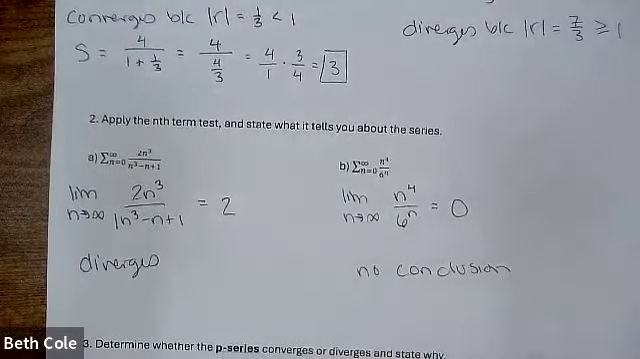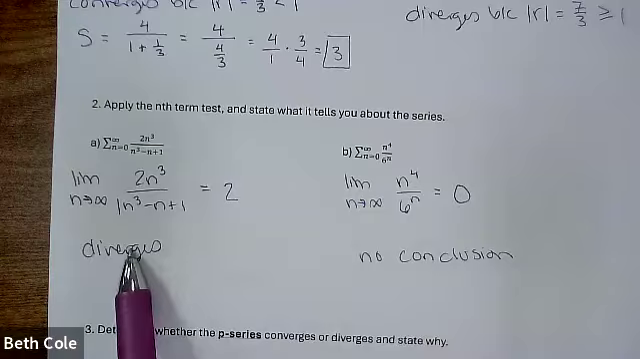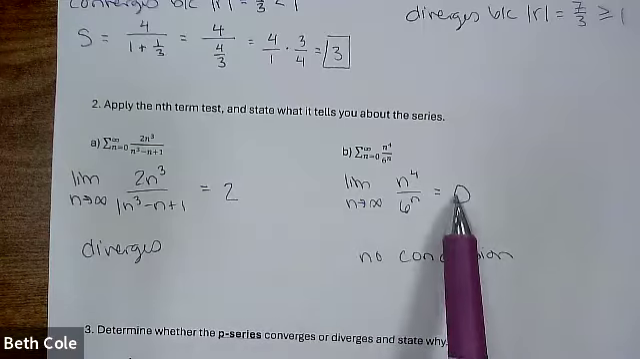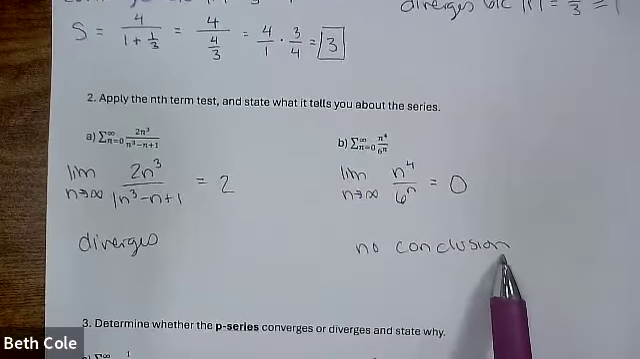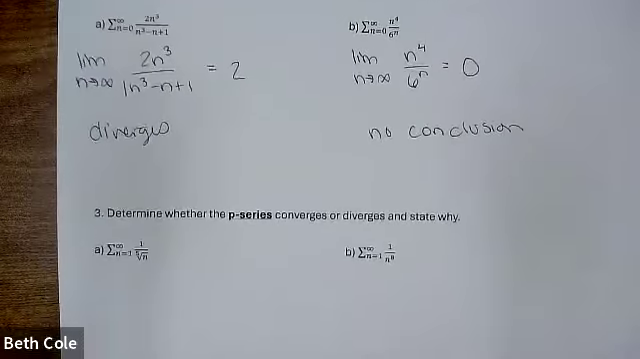So the nth term test is only for diverging series. So you can show that it diverges. If you get 0, then you would need a different test. So no conclusion. You would need to do something else.